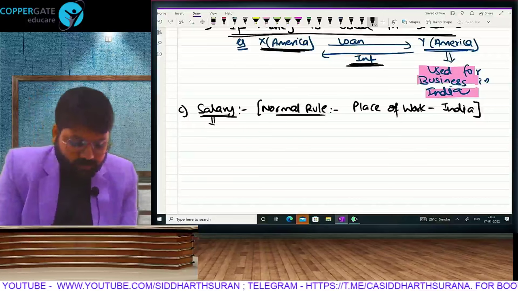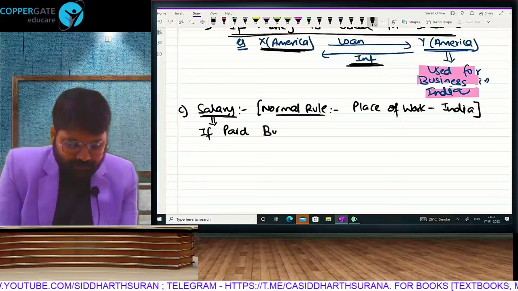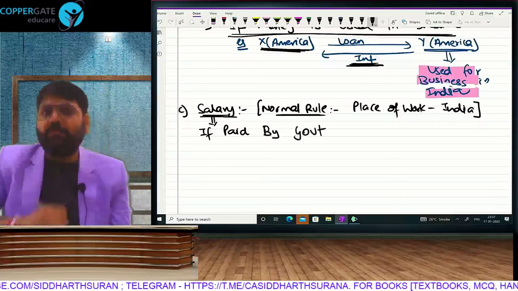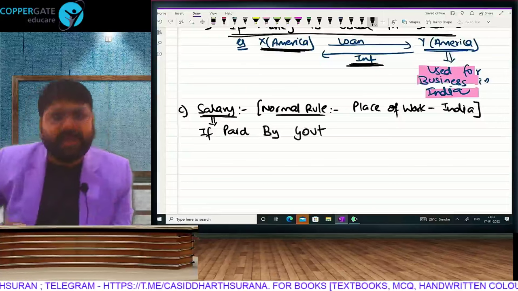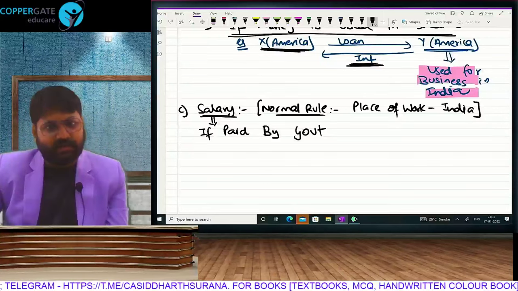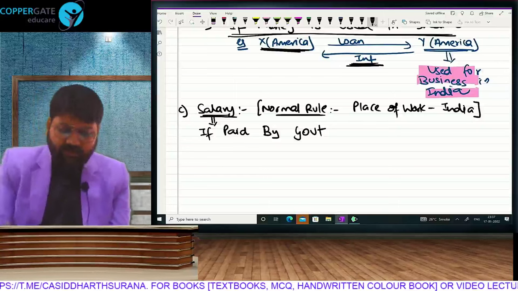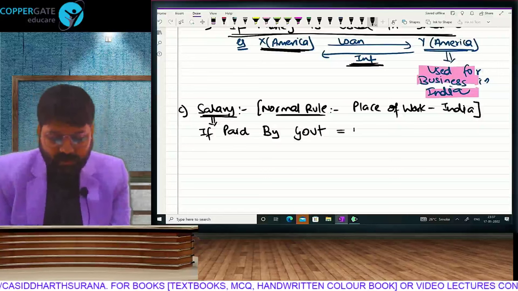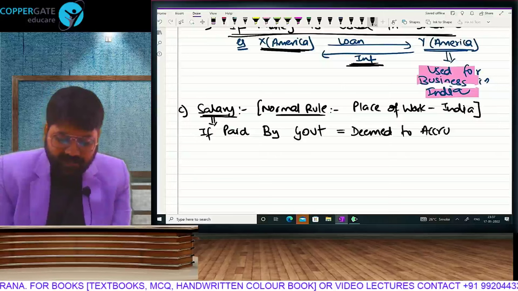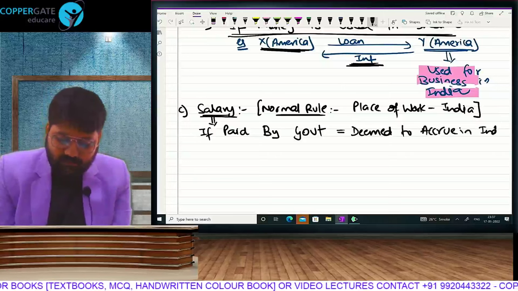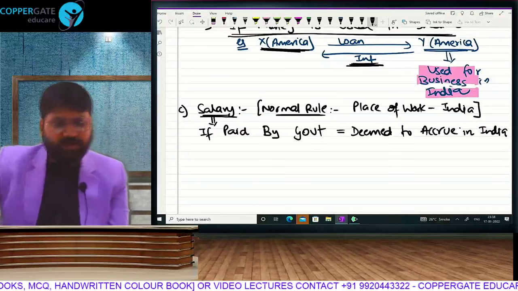Just one point you should note. If this salary is once again paid by government, same rule as interest. If government is paying you interest, can I say without checking anything, it is going to be treated as Indian income? Same thing. If government is paying you salary, it is going to be treated as income that is deemed to accrue, that is arise, in India. If government is paying, that means the income will be deemed to accrue or arise in India.